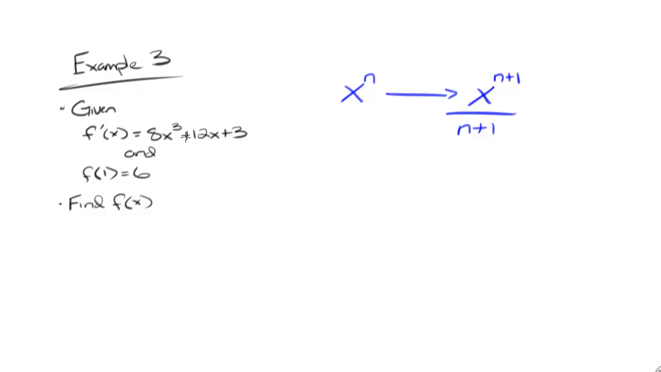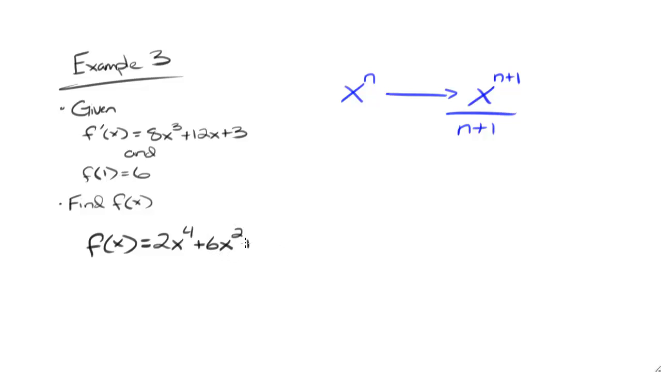Okay, so if f prime of x is 8x cubed, or the first term is, then f of x would be, I need to make that an x to the fourth, and I need to divide the 8 by 4 to get 2. That feels right. The derivative of that would be 8x cubed. The same thing for the 12x, so I'm going to make that an x squared and divide that 12 by 2 to get a 6. And again, check that with the derivative.